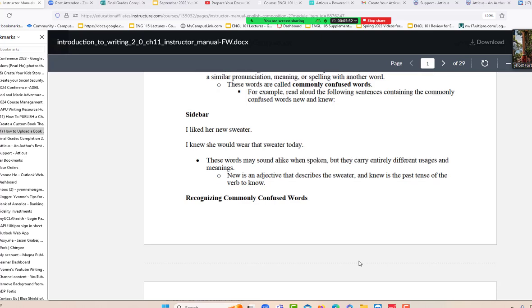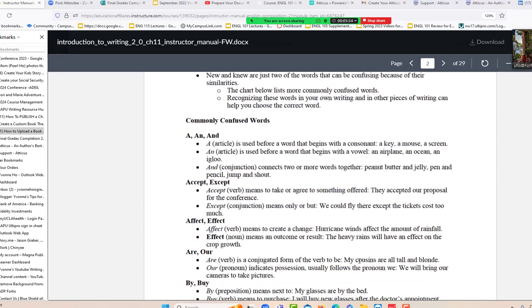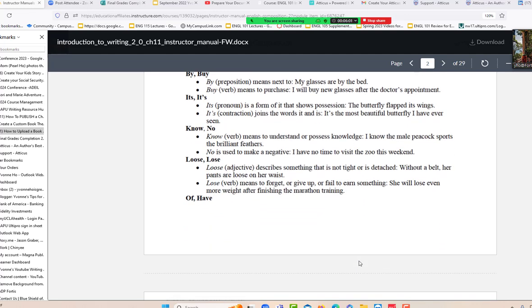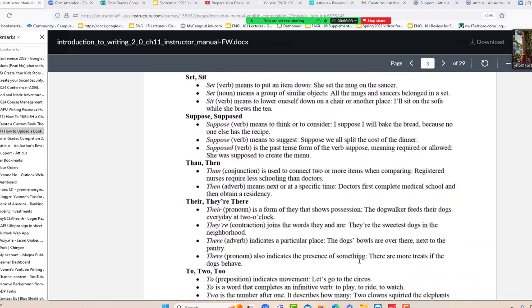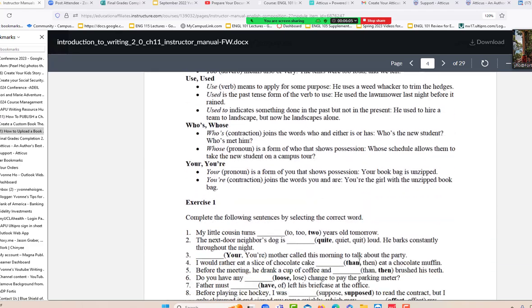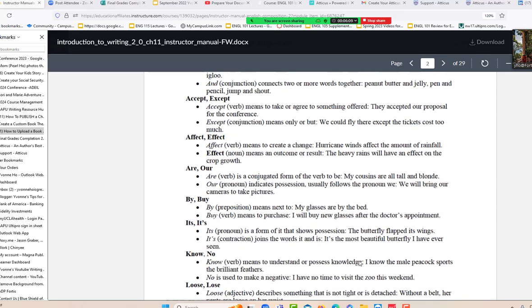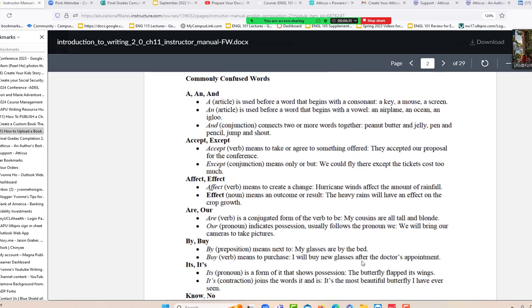So, recognizing commonly confused words. Here are some commonly confused words. I'm not going to go over them all, but you should get to know all of these words. I'll go over it a little bit, really fast, because I don't want to take up too much time.